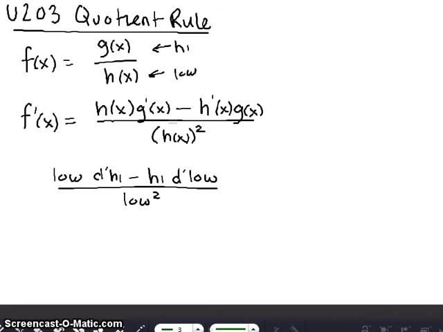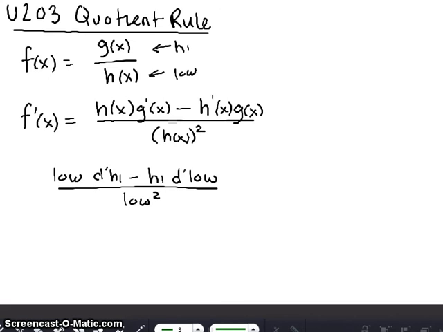So when they say low d high, low stays the same, d high means the derivative of the top, minus high d low. High g of x is the same. D low means derivative of the bottom, derivative of low, which is h prime, over low squared, which is h of x squared.